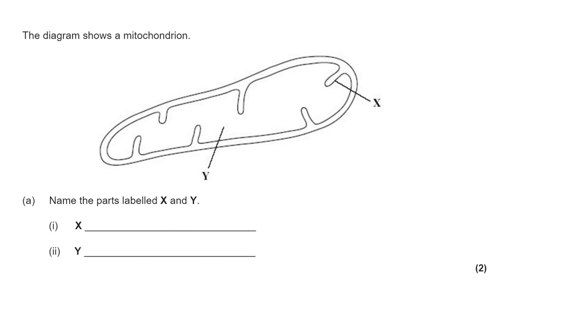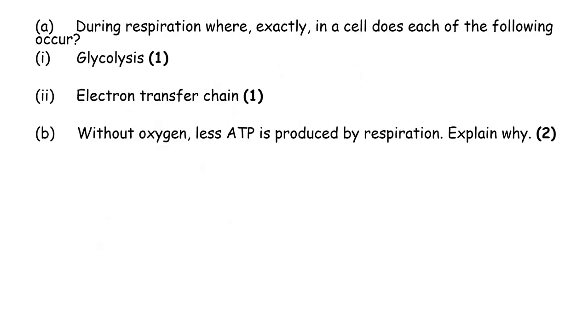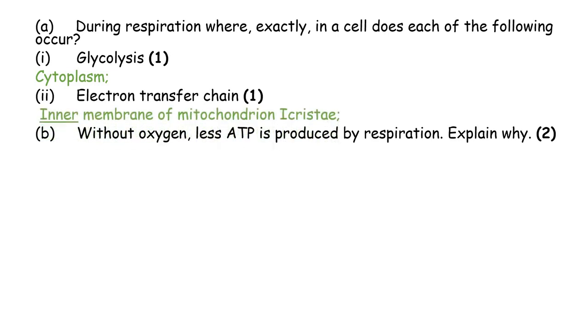The diagram shows a mitochondrion. Name the parts labelled X and Y. So X is cristae, part of the inner membrane, and Y is the matrix. During respiration, where exactly in a cell does each of the following occur? Glycolysis. That happens in the cytoplasm. The electron transfer chain happens in the inner mitochondrial membrane or cristae.